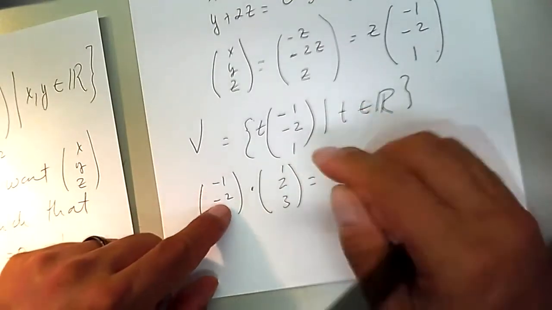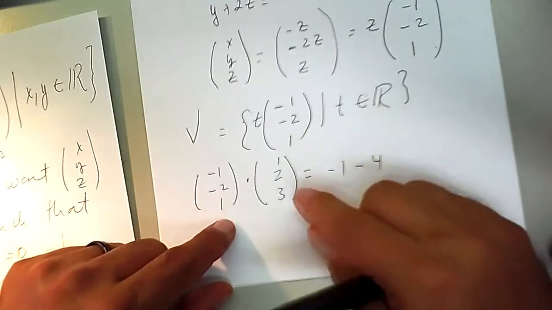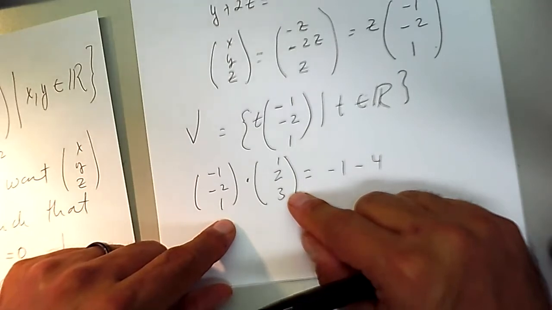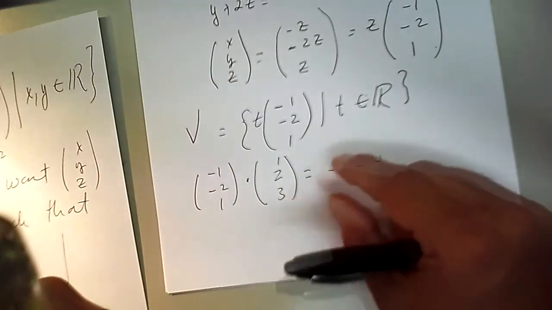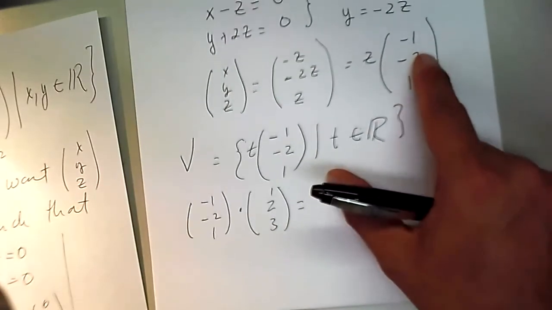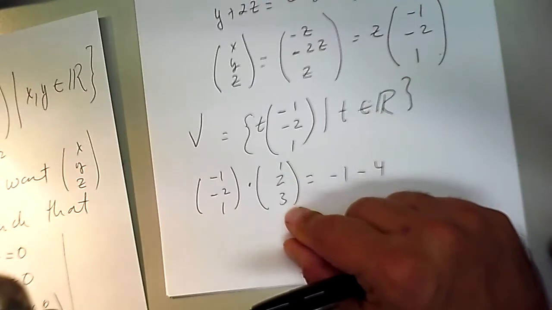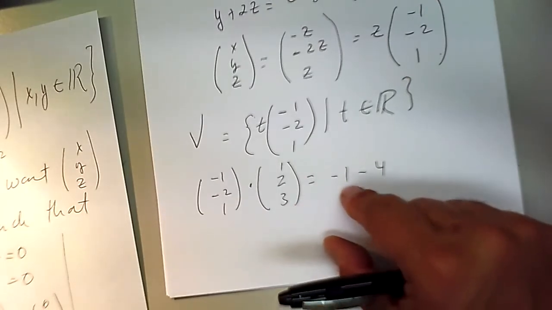What the? That's a good thing we're checking. Negative 1, negative 2, 1, 1, 2, 3. What the? That's not supposed to happen.